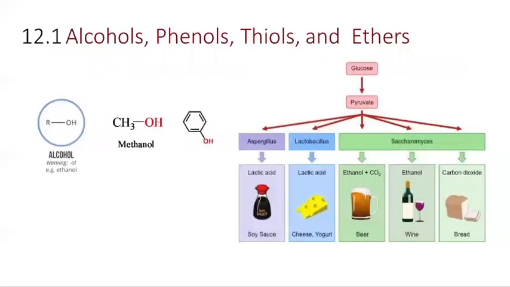Let's first review, out of the family of heteroatoms, alcohols, phenols, thiols, and ethers. So an alcohol, as we learned in chapter 11, is going to be the functional group in which we have a carbon atom attached to an OH group.